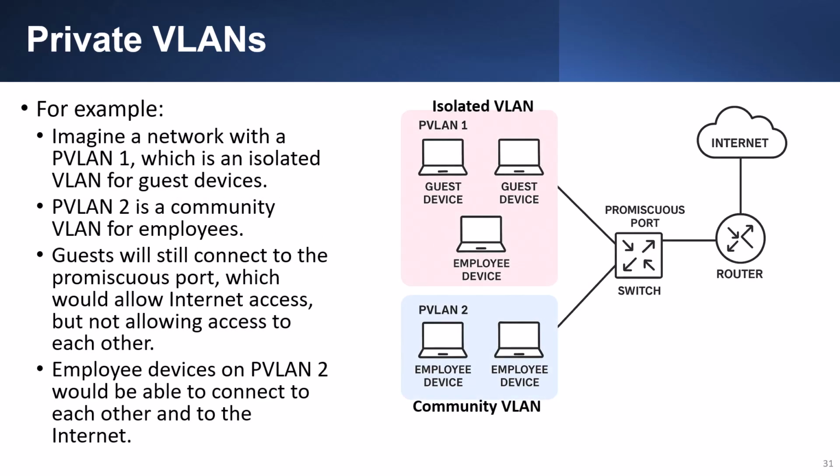For example, imagine a network with PVLAN 1, which is an isolated VLAN for guest devices. PVLAN 2 is a community VLAN for employees. Guests will connect to the promiscuous port, which will allow internet access, but they are not allowed access to each other. Employee devices on PVLAN 2 would be able to connect to each other and to the internet.